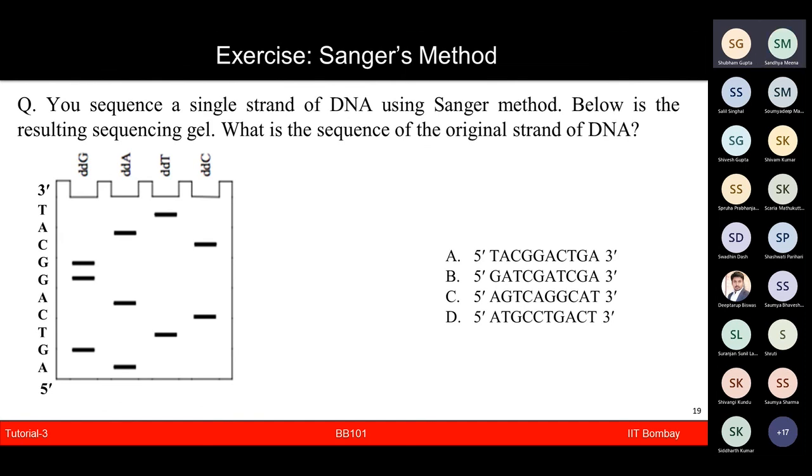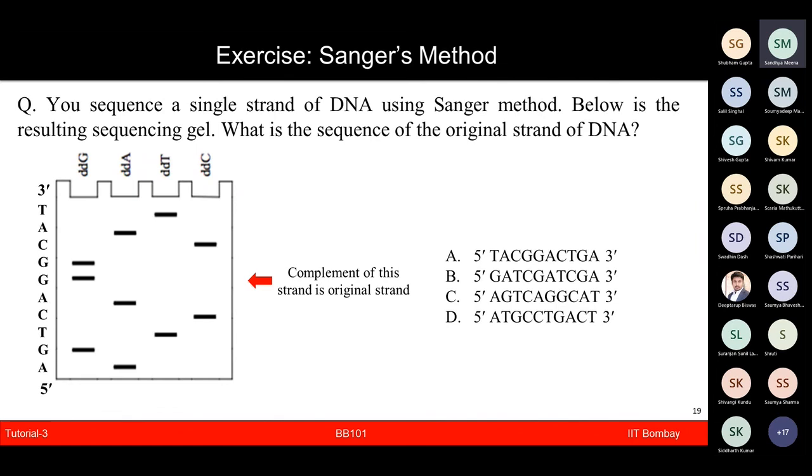This is the sequence that we get in Sanger's method. Now we have to write the complement of it for our original strand of DNA, right? So our options, the third option is from this Sanger's strand. So if I write the complement of the C option, shouldn't it always start from the 3' direction? That's what I want to ask.